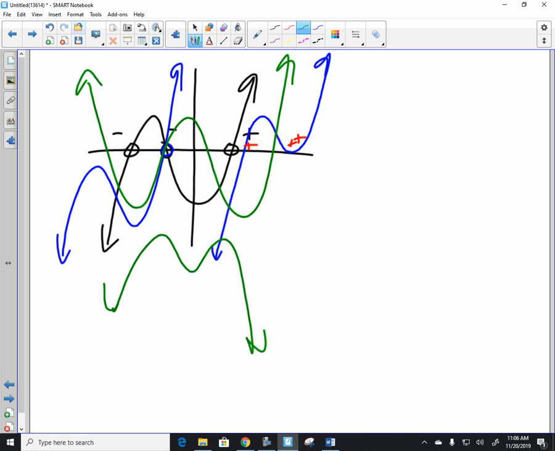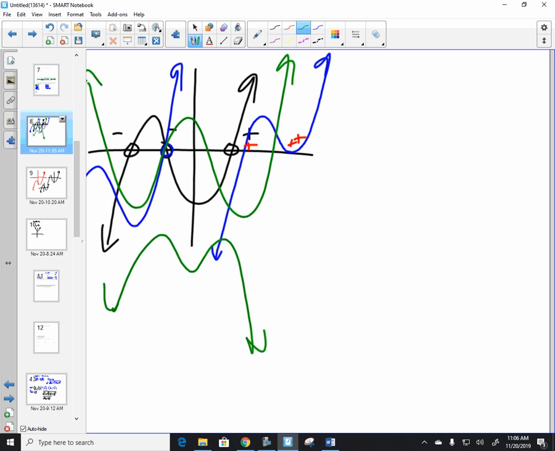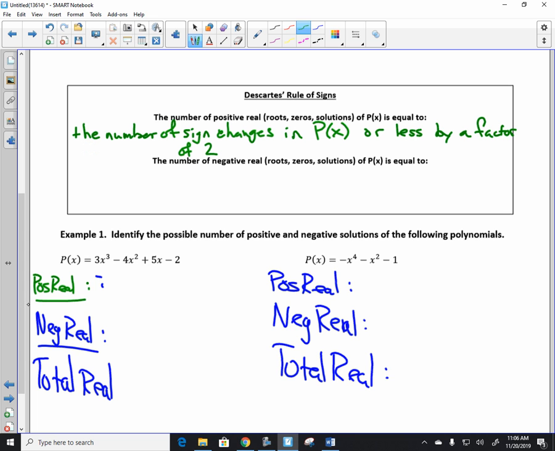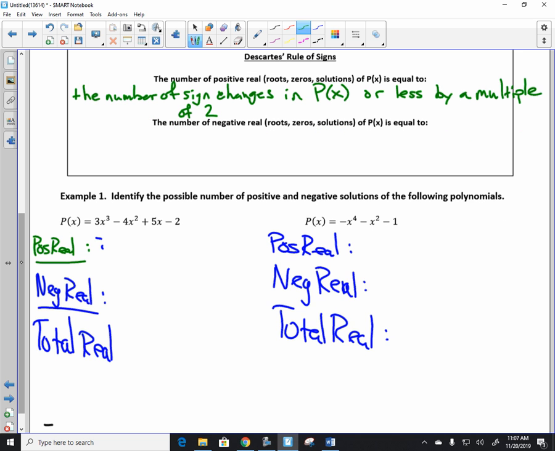So what can Descartes tell us about just looking at the polynomial that can tell us maybe where it crosses? And he's got this really cool thing. It's called his rule of signs. It's awesome. The number of positive real roots or solutions or zeros of p of x is equal to the number of sign changes in p of x, or less by a multiple, not factor, by a multiple of 2.